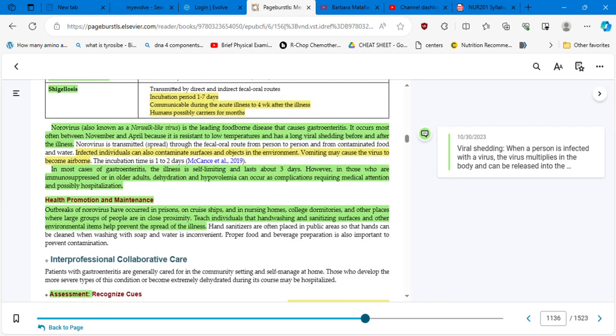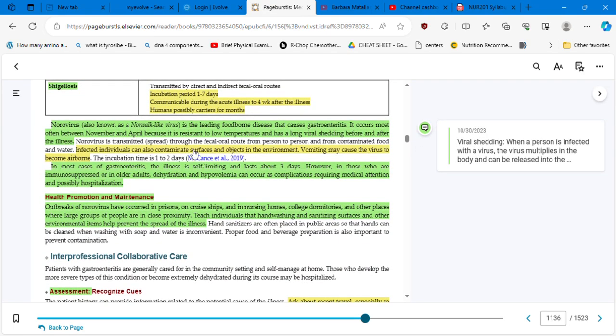Norovirus, also known as Norwalk-like virus, is the leading foodborne disease that causes gastroenteritis. It occurs most often between November and April because it is resistant to low temperatures and has a long viral shedding before and after the illness. So we are now in November, so this is the time of the norovirus.